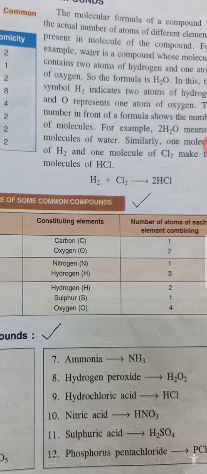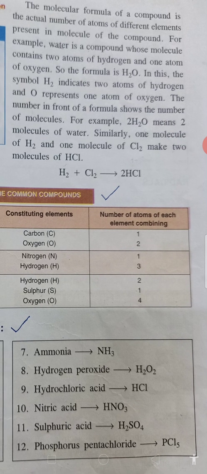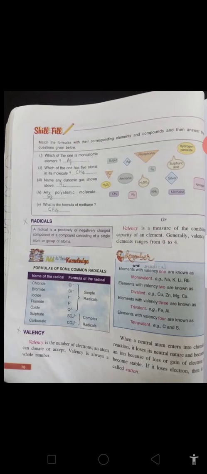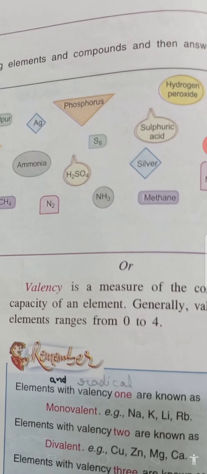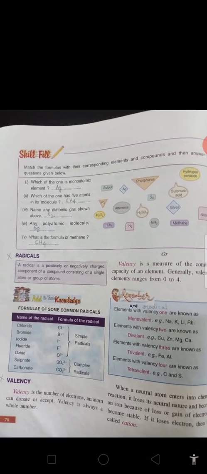It is made up of three elements, hydrogen, sulfur and oxygen: two atoms of hydrogen, one atom of sulfur and four atoms of oxygen. Then phosphorus pentachloride, PCl5. It is made up of two elements, phosphorus and chlorine. It is made up of one atom of phosphorus and five atoms of chlorine. Now children, there is a little bit of skill fill or exercise which we have to do.